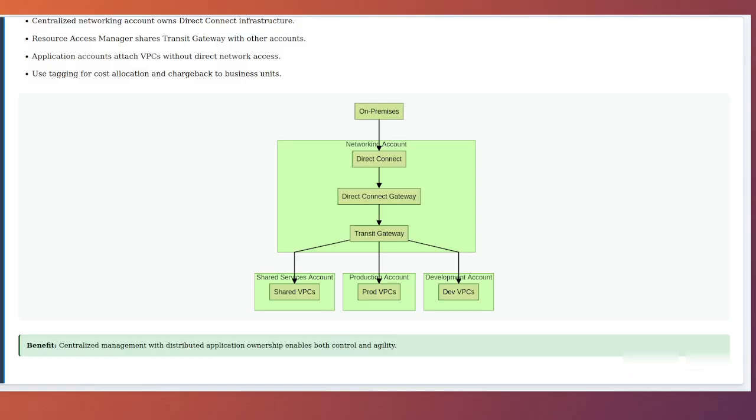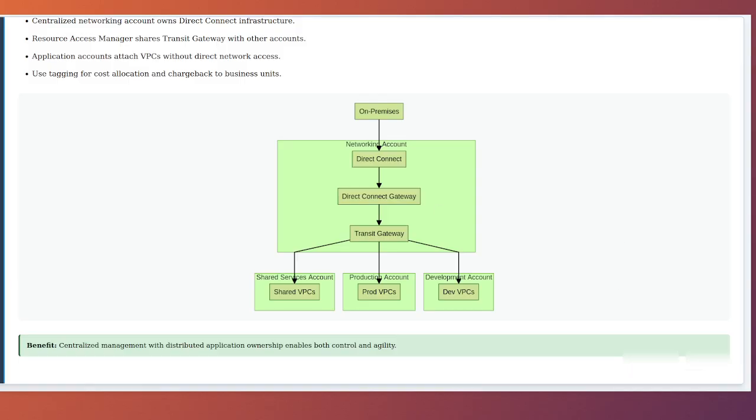Some organizations implement a hybrid model where each business unit or geographic region has its own Direct Connect connection in a regional networking account, and then those regional accounts connect to individual application accounts. This provides distributed management while still maintaining centralized control at the regional level. The architecture pattern you choose depends on your organization structure, management preferences, and the scale of your AWS deployment.